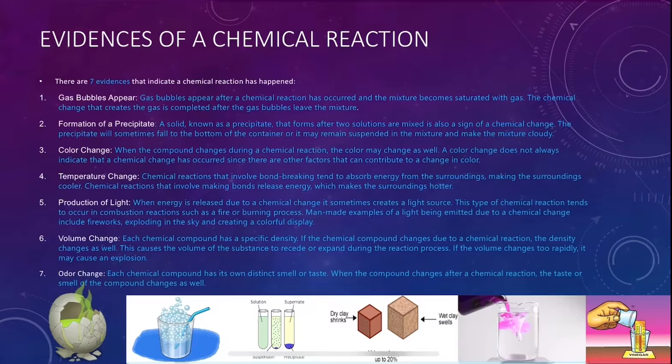When energy is released, the production of light, the fifth evidence of a chemical reaction. When energy is released due to a chemical change, it sometimes creates a light source. This type of chemical reaction tends to occur in combustion reactions, such as a fire or burning process. Man-made examples of light being emitted due to a chemical change include fireworks exploding in the sky and creating a colorful display.